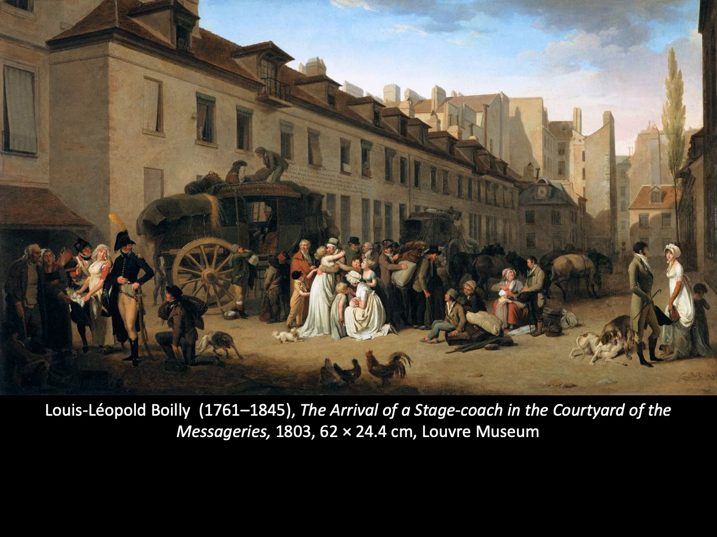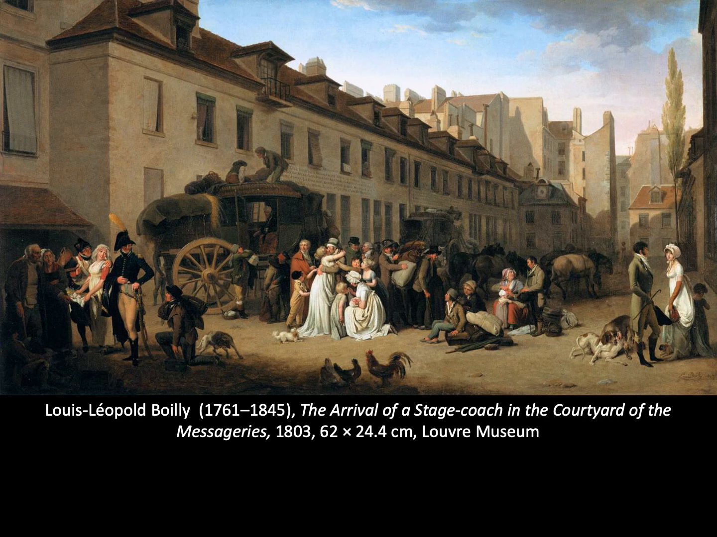This is the arrival of the stagecoach in the courtyard of the Messagerie. It looks like a conventional painting of a street scene, conventional to us, but at the time it was the earliest painting in France of everyday street life. Boilly is regarded as one of the first painters of modern life in France. It's an urban scene. It shows the arrival of a stagecoach and the different classes of people and the way they're interacting.